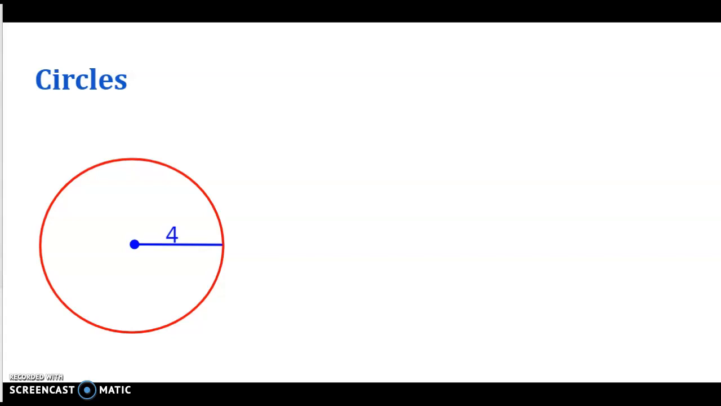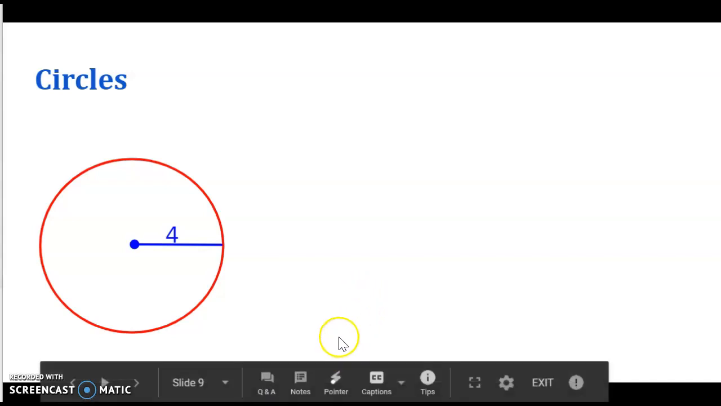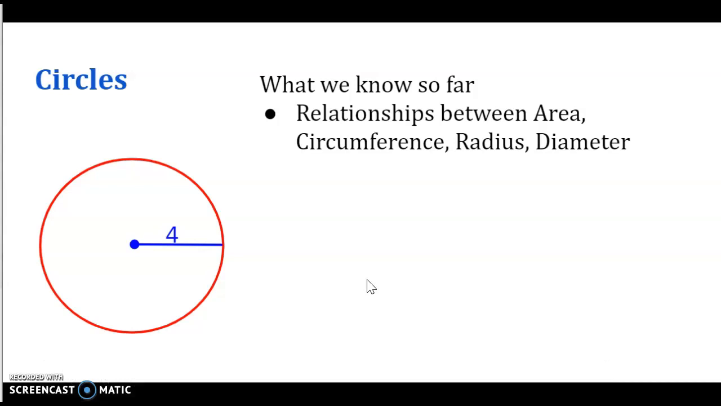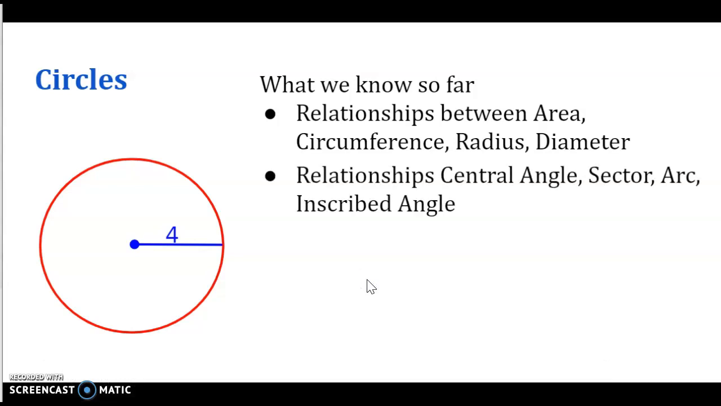So circles. What do we know about circles so far? Well, we know the relationship between area, circumference, radius and diameter. We also know the relationship between central angle, sector area, arc length, and inscribed angles.